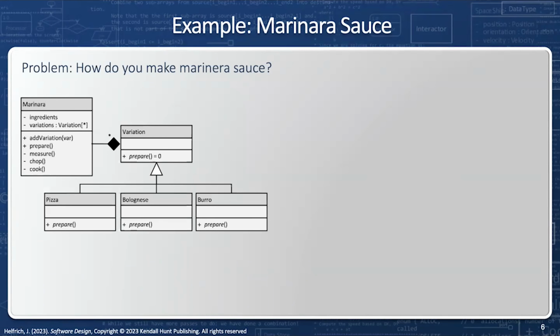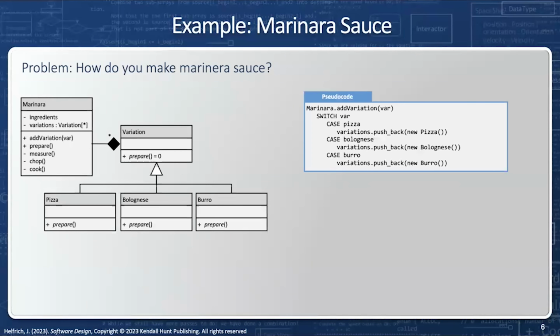Now I'm going to have my add variation, which allows me, from the base tomato-based sauce, to have the pizza variation, the bolognese variation, and the burro variation. So my add variation is going to have an enumeration. I want to have a pizza, a bolognese, or burro, and then I'm going to push back onto my collection of variations. So how's this going to work?